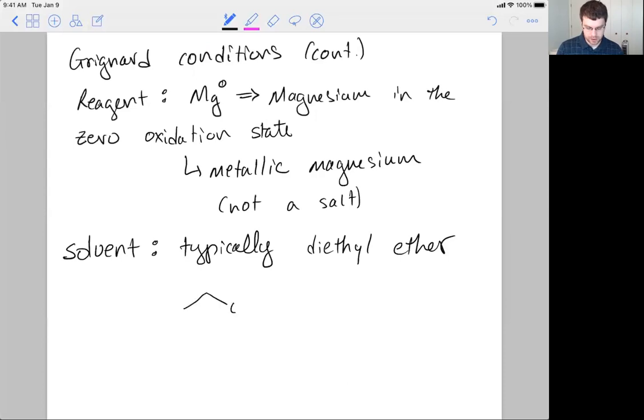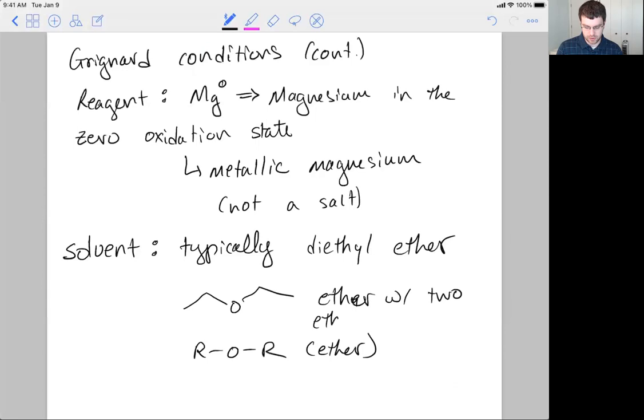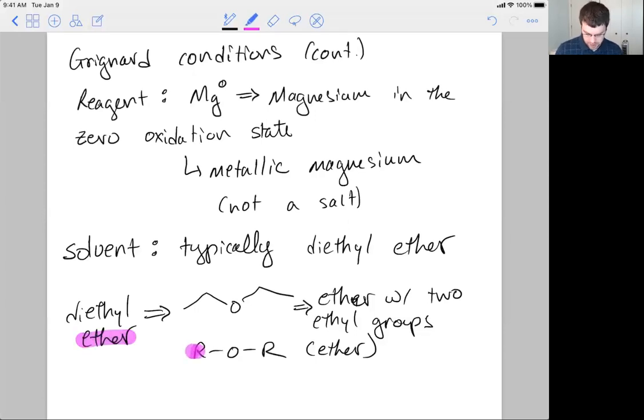Anytime you have an ROR functional group, that is an oxygen with 2 carbon things attached to it, no hydrogens, this is called an ether, which has an interesting history. And this is an ether with 2 ethyl groups, and hence it's called diethyl ether. Where again, if we see ether, we think this. All right, so that's the solvent.